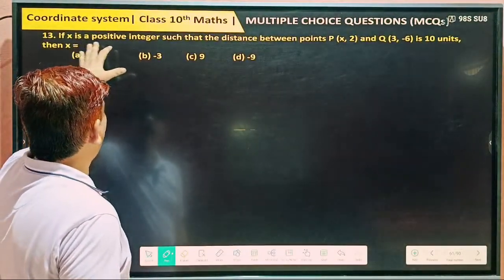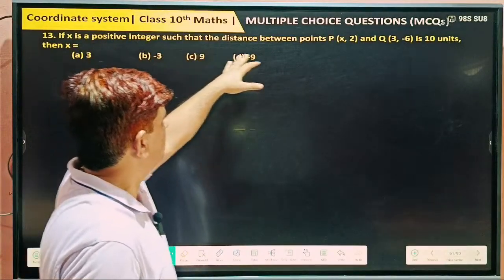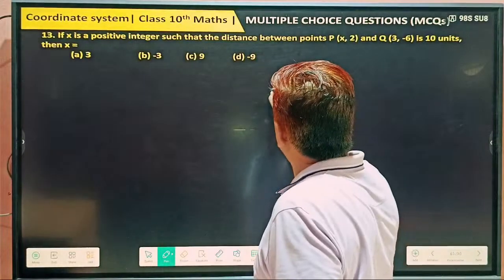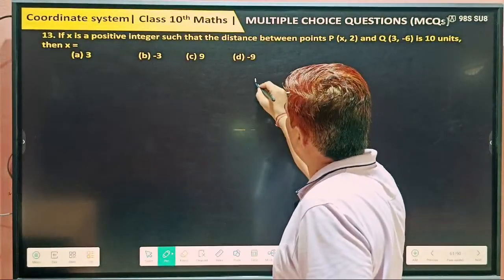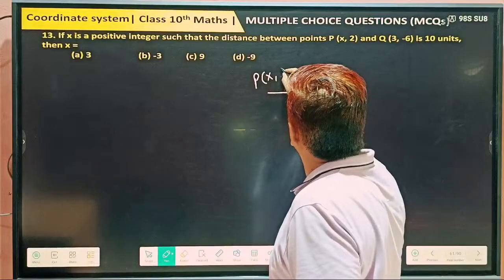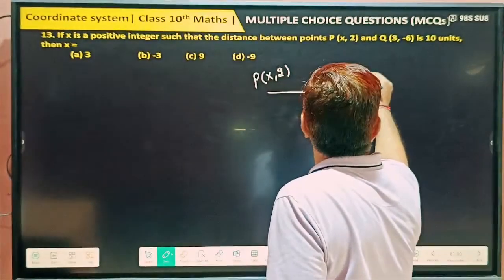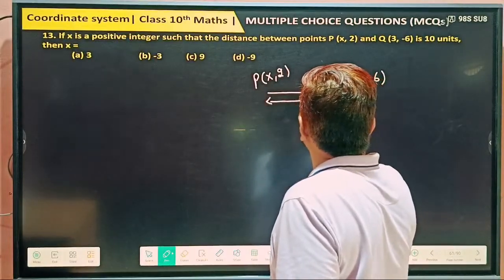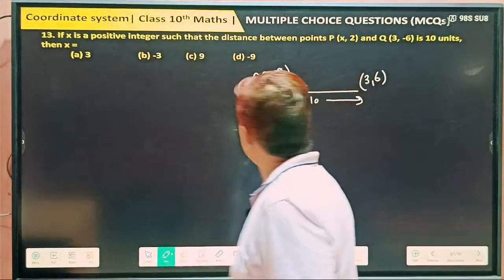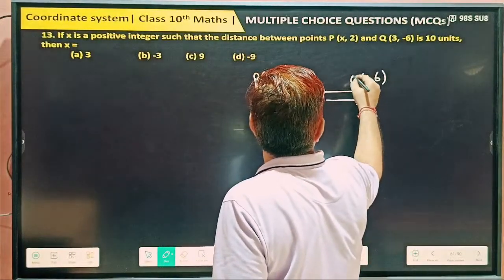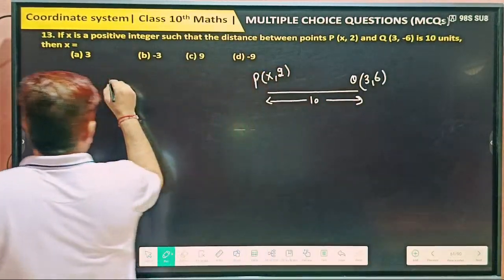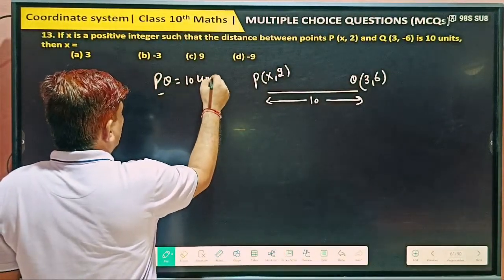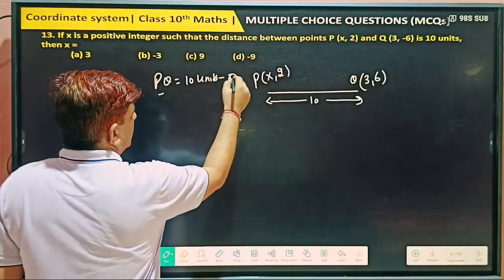Multiple choice 13. If x is a positive integer such that the distance between this point and this point is 10 units. So again, this is the same kind of question we have been doing. P is a point whose coordinates are these, and Q is a point whose coordinates are this, and this distance is how much? 10 units. This is Q. So what's given here? PQ equal to 10 units is given. This is 1.